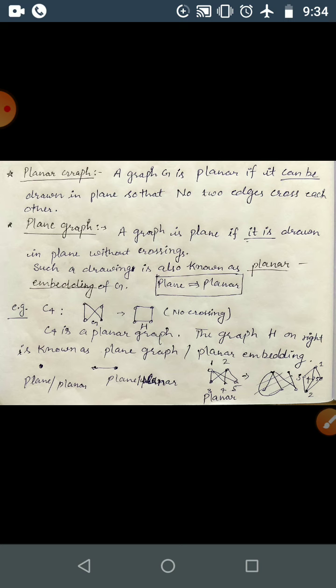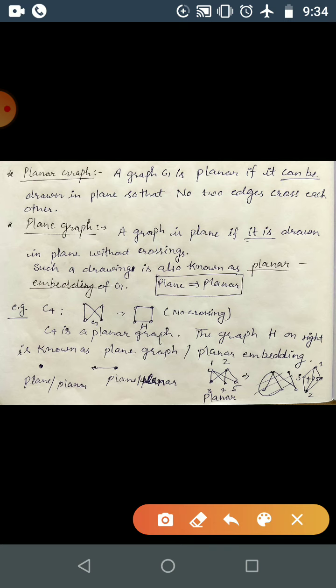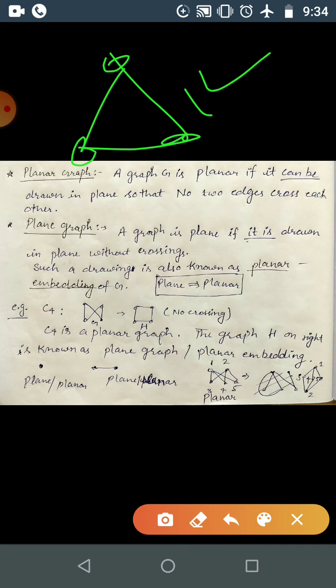Okay, you can also consider C3, K3: plane as well as planar, because it is already drawn in a plane such that no edges cross each other. Correct? So this is planar as well as plane. What about K4?